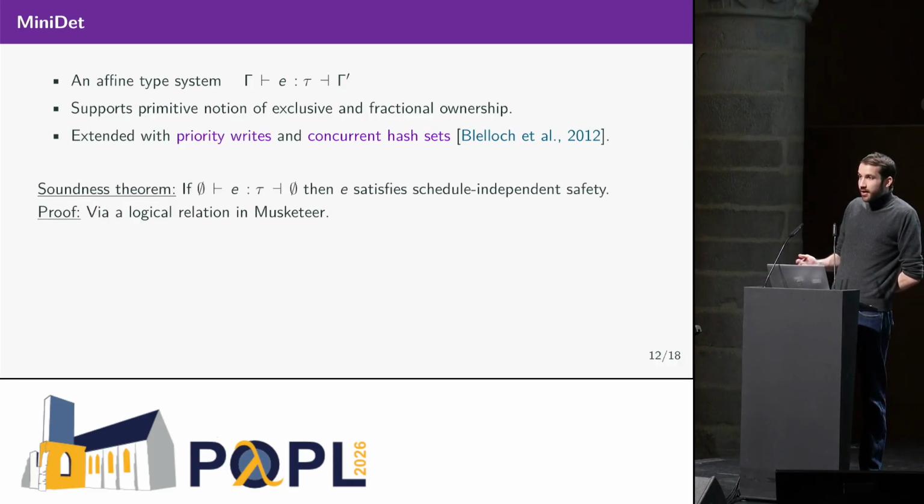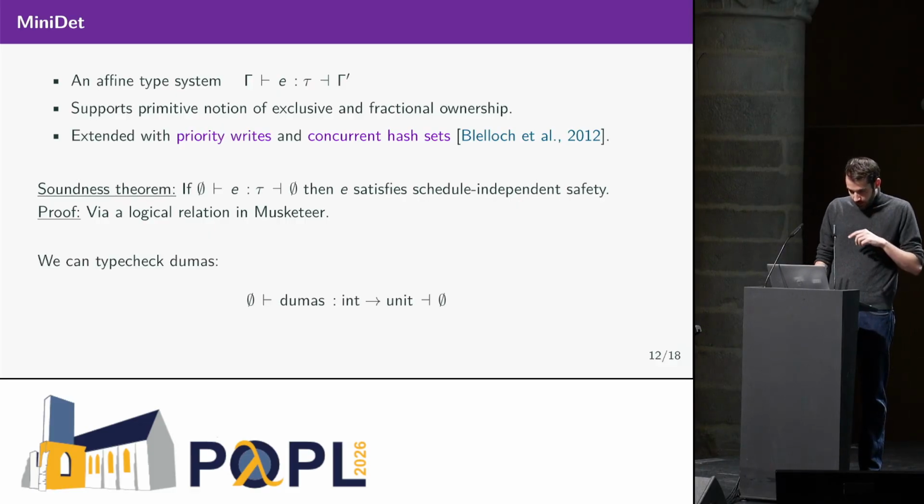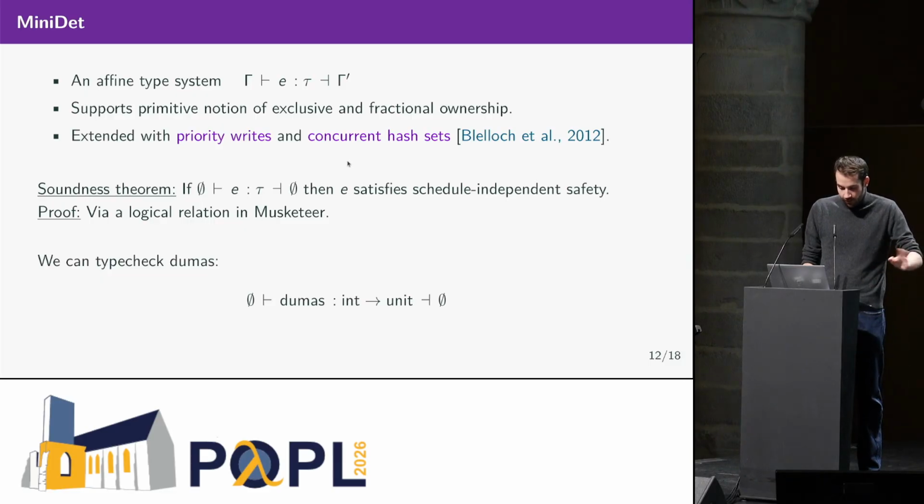We have a soundness theorem for this type system. If you're able to give a type to E, you know that E satisfies scheduling-dependent safety, and the proof is mechanized, and it's done with a logical relation in Musketeer, meaning that for every syntactic type derivation, we associate a triple in Musketeer. And we can type check Dumas, spare you the details, but we can give to Dumas the type int to unit, so to show that Dumas indeed satisfies scheduling-independent safety.